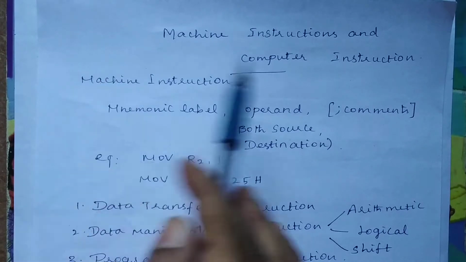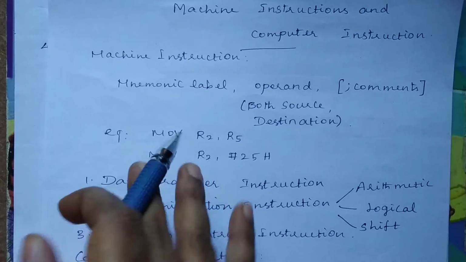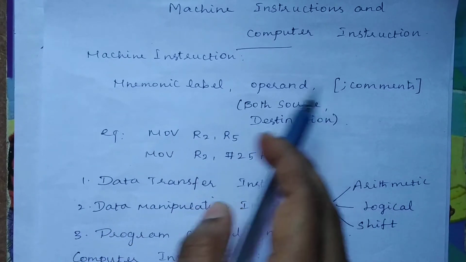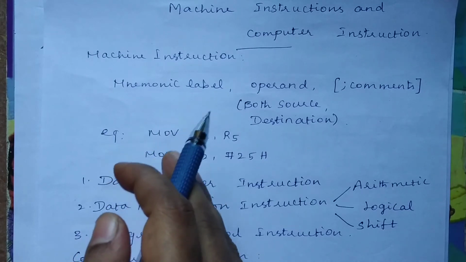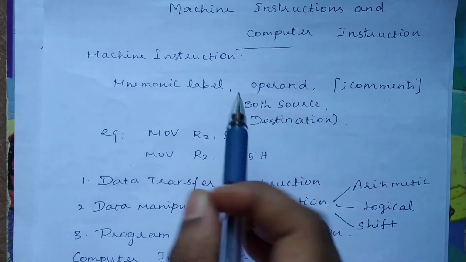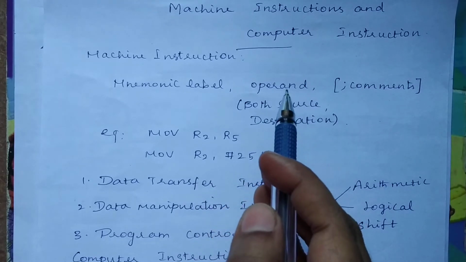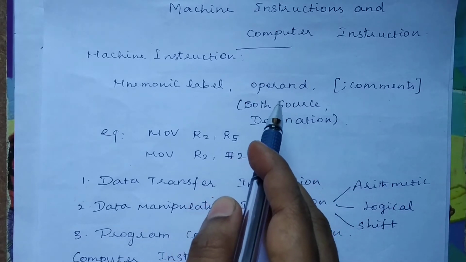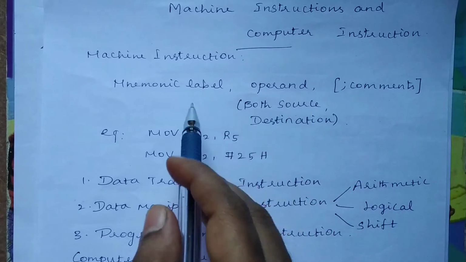Both will differ only in their representation. A machine instruction is represented as a mnemonic label, operand, followed by comments. The mnemonic label, also called the mnemonic code, is one specific code used to represent the instruction, what kind of instruction it is. It is followed by the operand, from which you're going to fetch the data values. That may be either from a register or from a memory location. And then followed by comments.